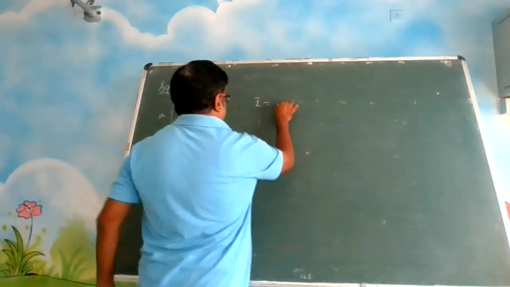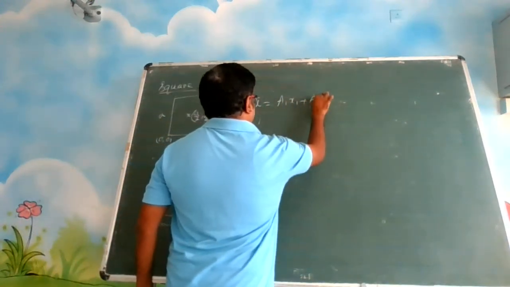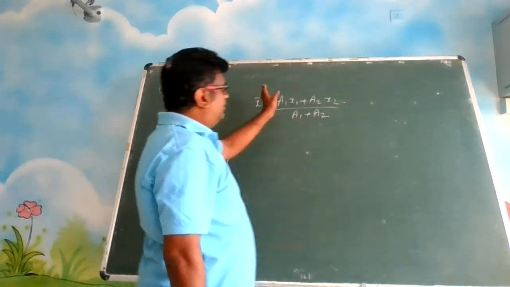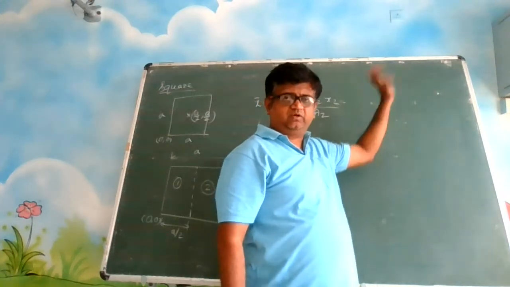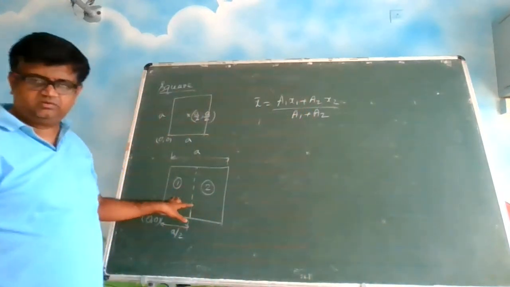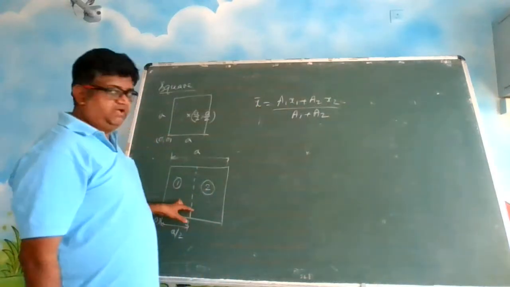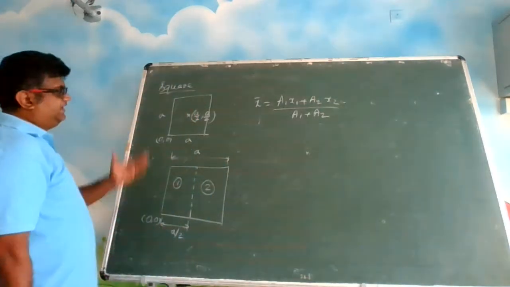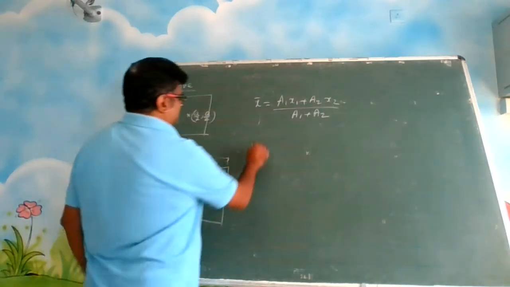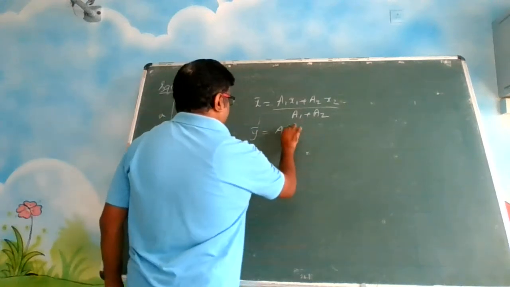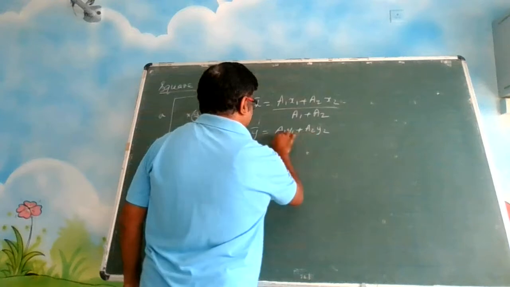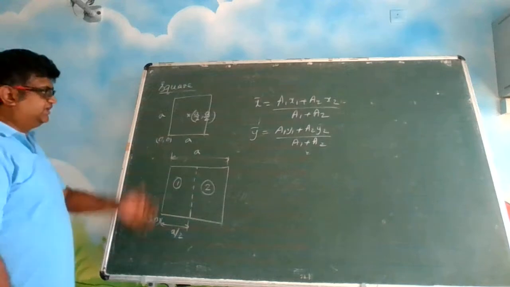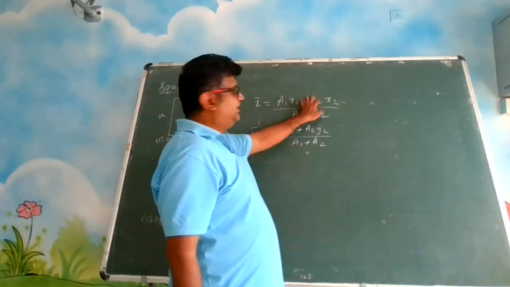X bar is equal to A1 x1 plus A2 x2 divided by A1 plus A2. Why I have not written A3 x3, A4 x4 and all that, because only two areas are there. Two areas, two terms. Three areas, three terms. 100 areas, 100 terms. Okay? So A1 x1 plus A2 x2 by A1 plus A2, and y bar was A1 y1 plus A2 y2 by A1 plus A2. This is the formula I taught you yesterday.